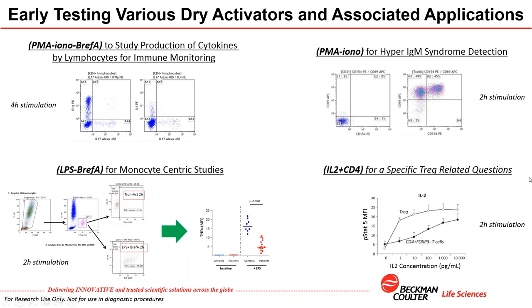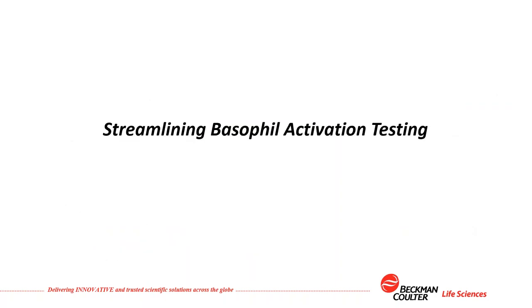Finally, you can have another kind of functional assay that we've also been working with in the past, again at the research level. This was related to the IL-2 stimulation of a PBMC or whole blood sample, and the underlying concept was related to IL-2 therapeutic approaches in the field of autoimmune diseases. What we wanted to see was the dose specificity between Treg and non-Treg T cell activation. This was an early example for us to play with these new dry activators and dry panels.